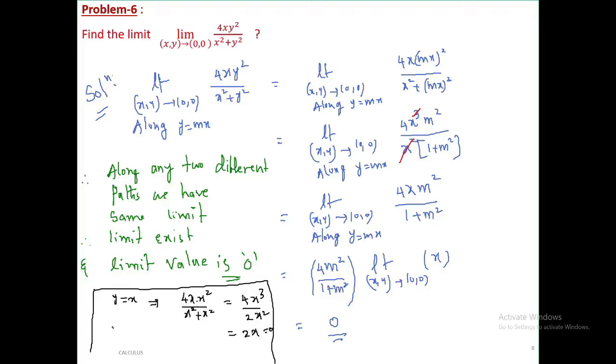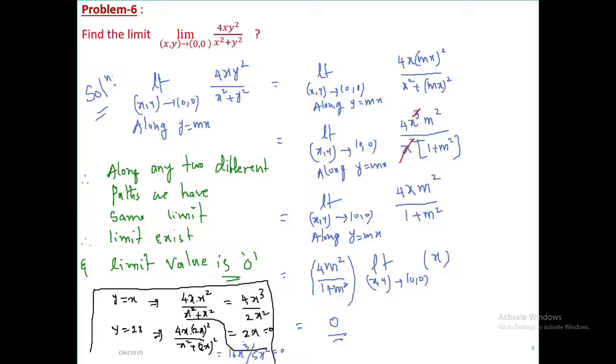You are getting 0. Now you choose y is equal to 2x. What is the integral function? 4x into 2x whole square, divided by x square plus y square, right? x square plus y square is x square plus 2x whole square. So what will you get here? 16x cube divided by 5x square. What will you get again? Look, x will remain in the numerator. Again 0 you are getting.